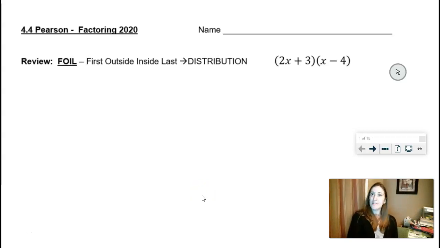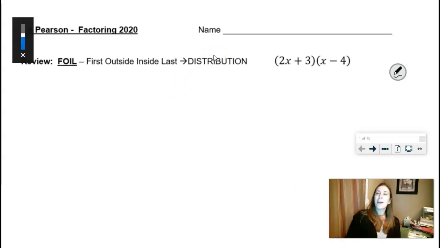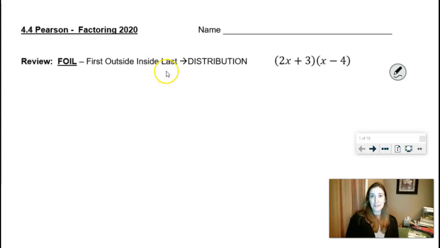This is on factoring. So this is the beginning of our factoring experience, and you do have a little bit from your previous math classes. But first, let's talk about the opposite of factoring, which is called distribution. You guys might remember this as foiling.